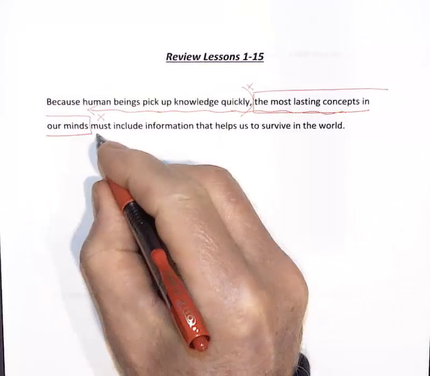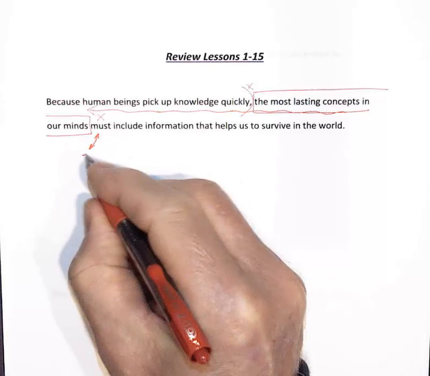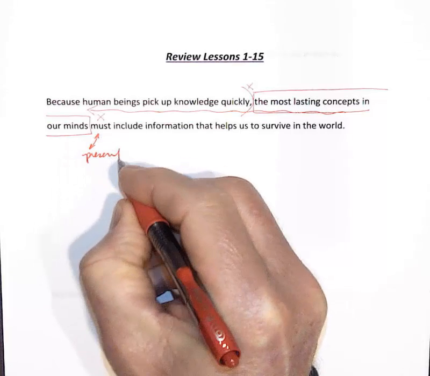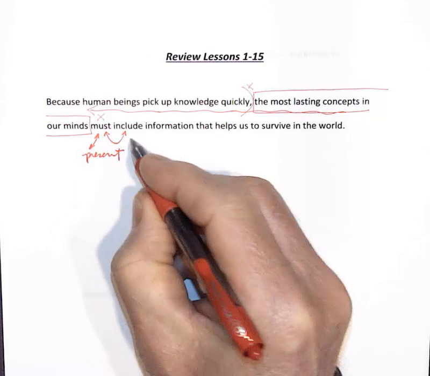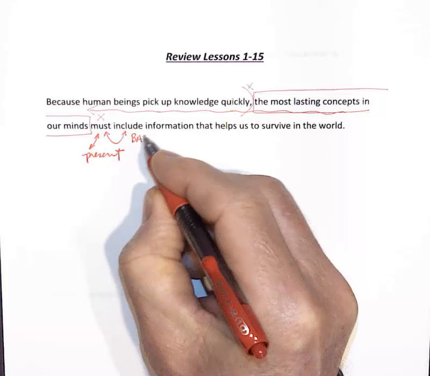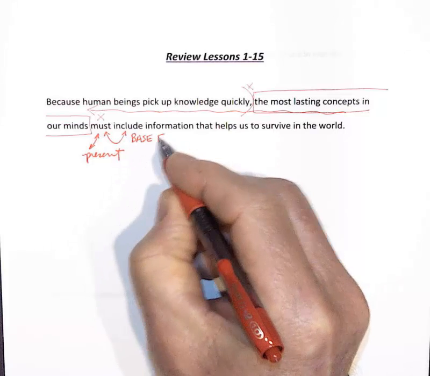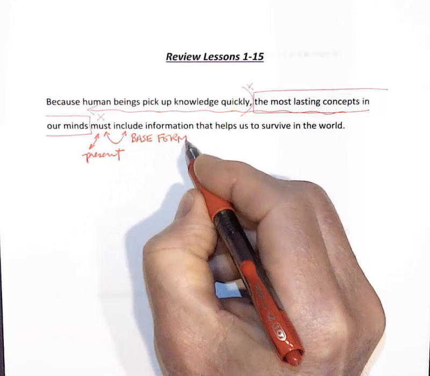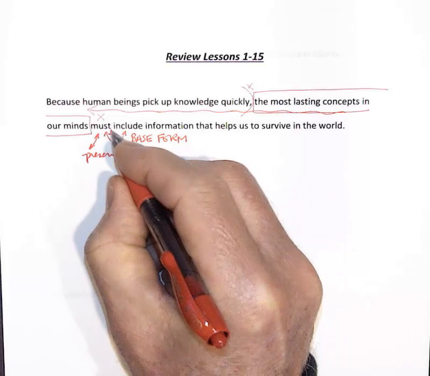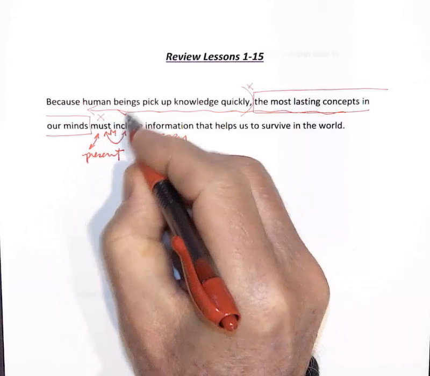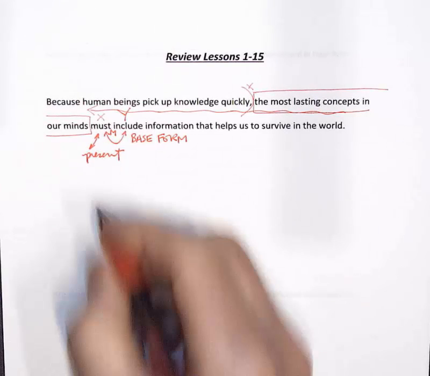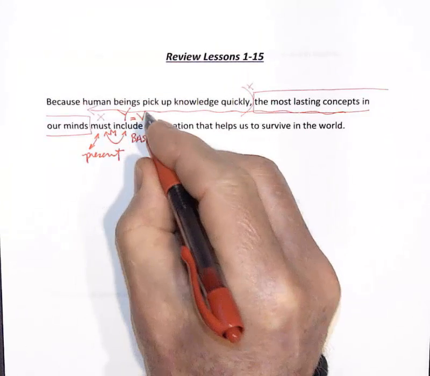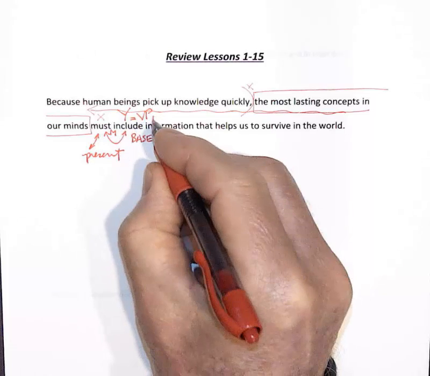So must ties with the present. Must ties with include. That's the base form. The M place is empty, and Y is include information that helps us to survive in the world. Verb phrase, no time.